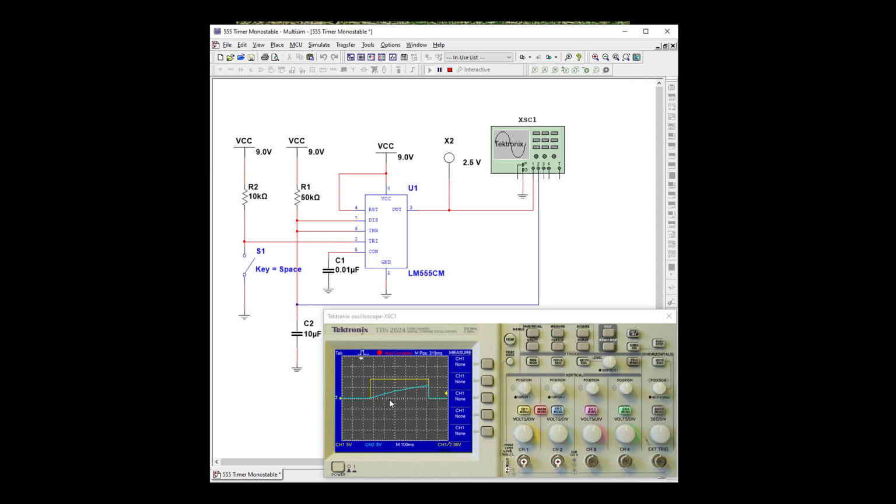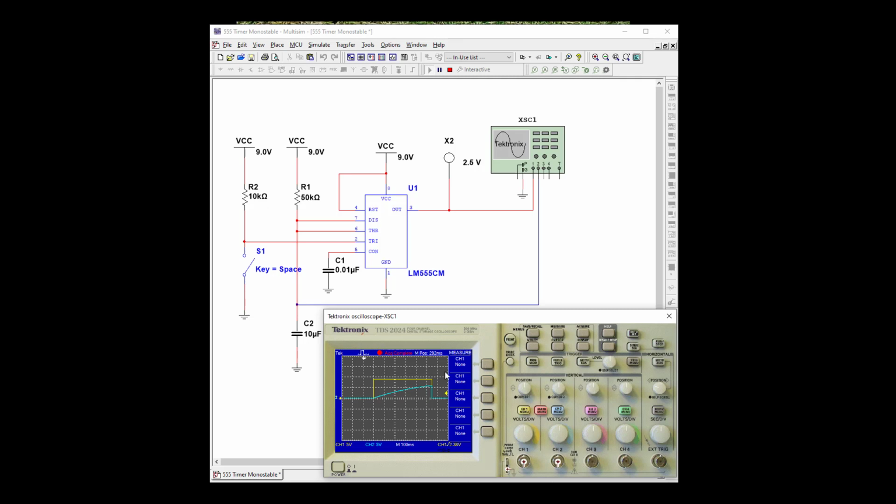So what we can do is we could estimate by moving this. We can estimate our time. So we got 100 milliseconds per division. So we got 1, 2, 3, 4, 5, and maybe a half. So about 550 milliseconds, which is a little over 1/2 second.